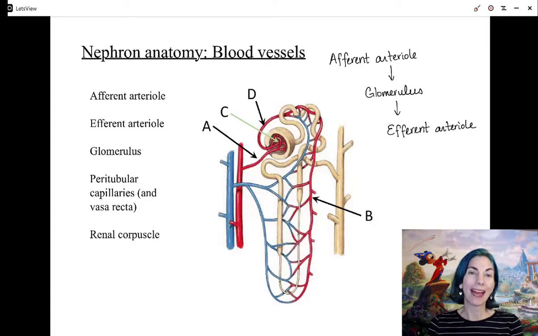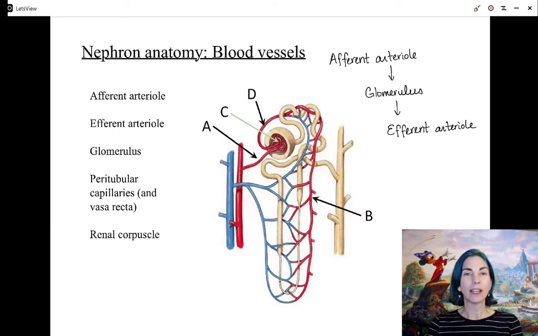Okay, we're going to pick up where the last video cut out before moving to our major topic for today, which is filtration. Our last video cut out as we finished up our review of blood vessels, and then we were about to start looking at the processes that happen in the kidney. So let's quickly review the blood vessels.